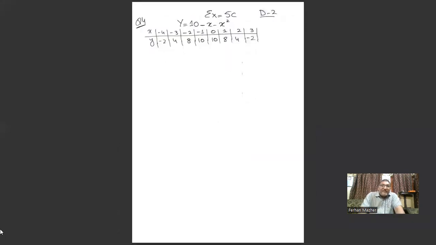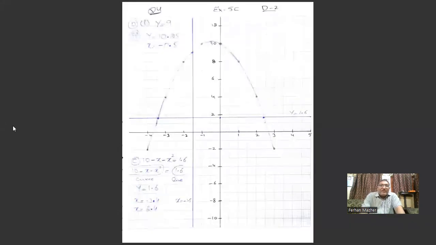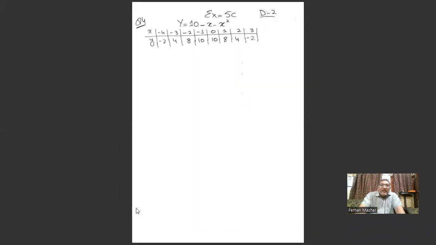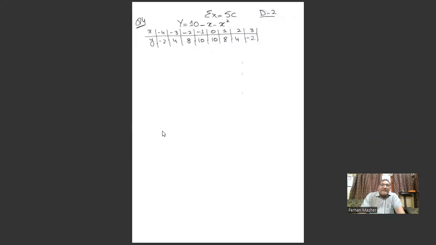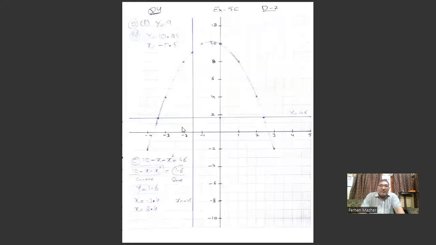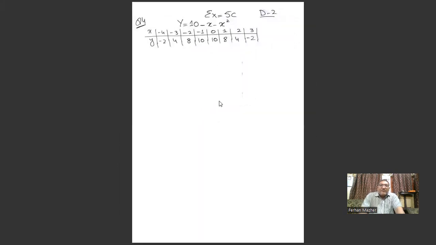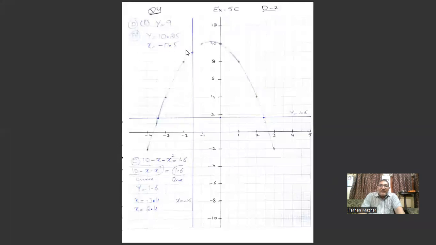So I can check the points. At -4, we have -2, so I will put this dot. At -3, you will have 4, so I will have this dot. At -2, you will have 8, so I will put this dot. At -1, you will have 10, so at -1, I will put this dot at 10.